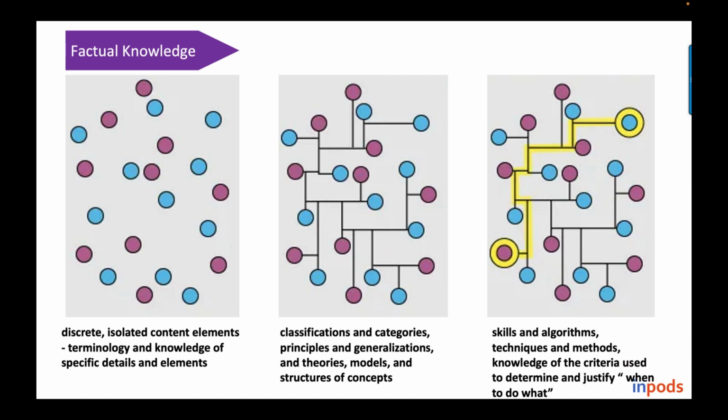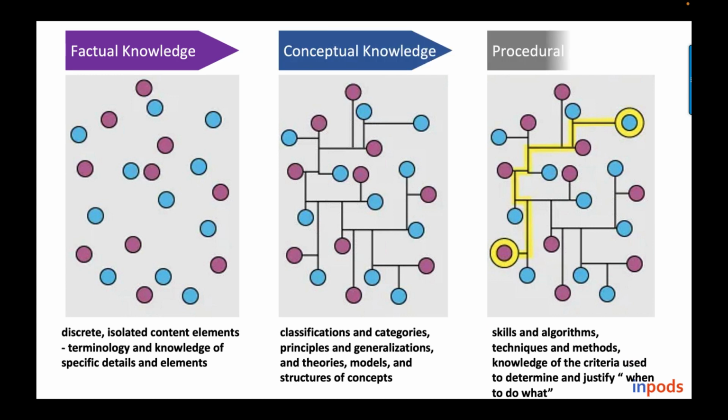These are dots. When we start learning something new, we are unable to connect multiple concepts that come across with us. These are just isolated elements. We are still not able to identify the relationship between them. Once we start doing that, then it forms conceptual knowledge. It covers classifications, categories, principles, generalizations, theories, models, and structures of the concepts.